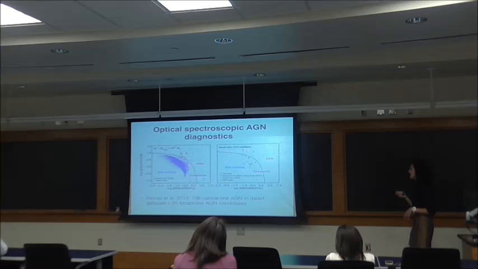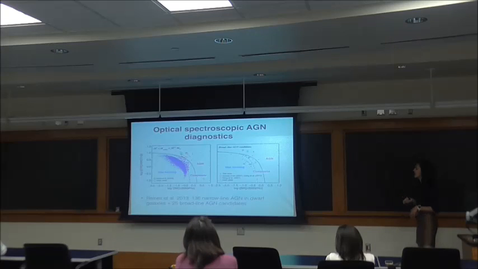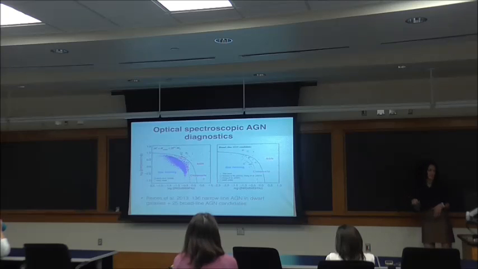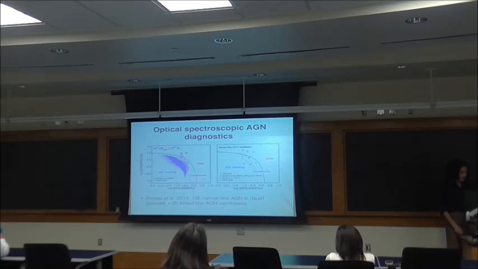This plot is showing the positions on the BPT diagram of those 25 dwarf galaxies with broad H-alpha emission. And as you can see, some of them also have narrow line signatures of an AGN, but 15 of them have narrow line signatures in the star-forming region of the BPT diagram.